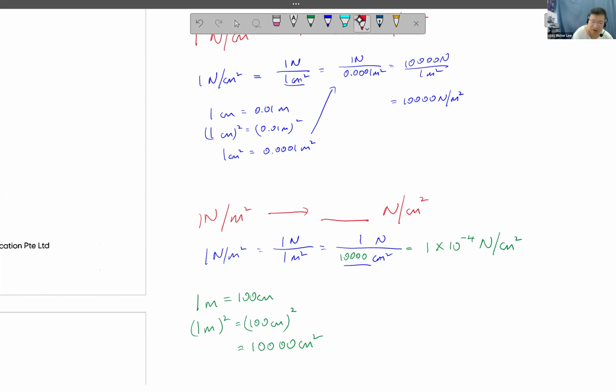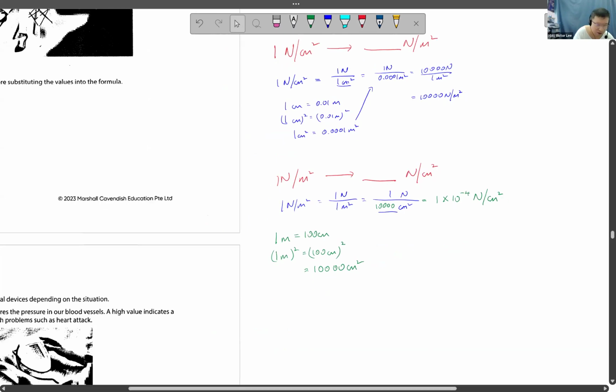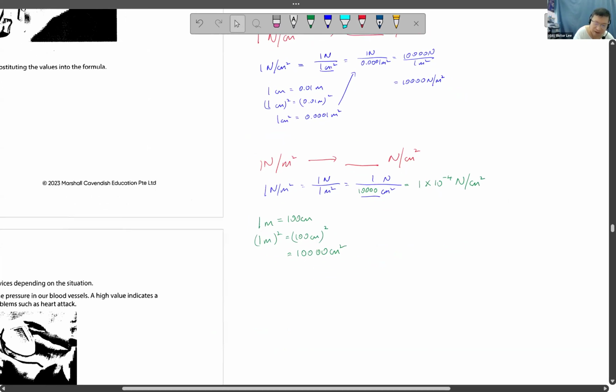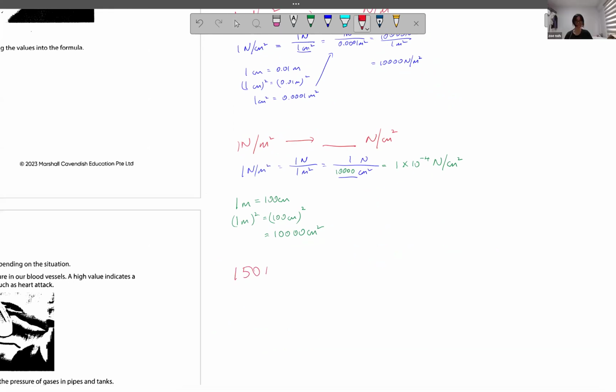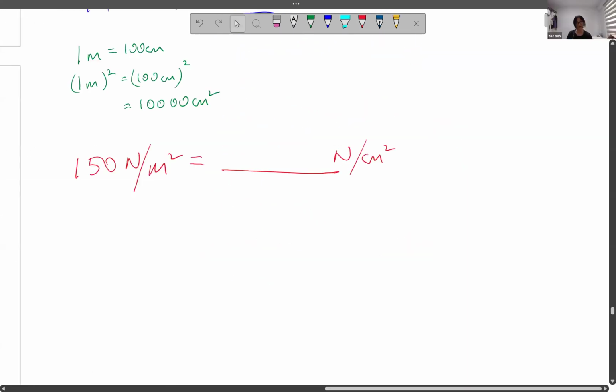Okay, now since you know this already, I want you to practice this one. Can you convert for me? Let's say the pressure is 150 Newton per meter square. Can you convert to Newton per cm square? So 150 will have to square. No. You just have to convert 1 Newton per meter square to how many Newton per cm square. Then after that, times 150. Take it as 1 first.